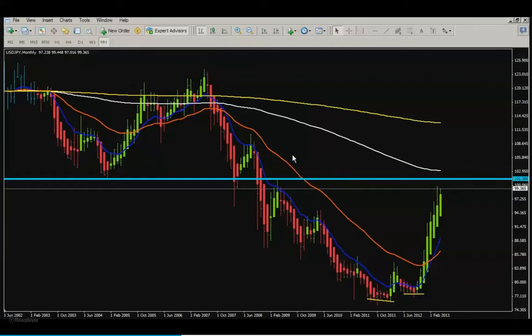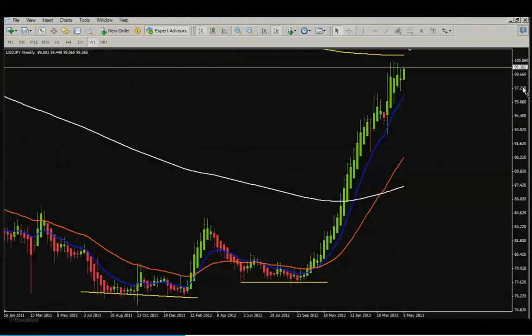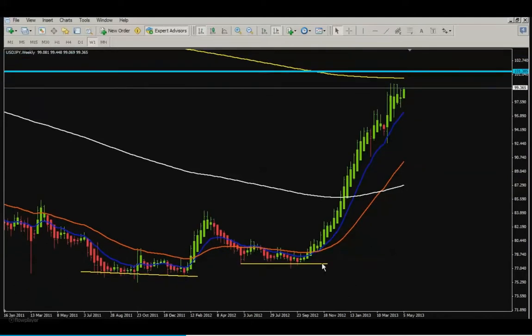Now that is the first thing you want to do in the monthly, as I already said. Next step would be the weekly chart. So from the monthly chart you switch down to your weekly chart. Now let me delete the previous lines here.